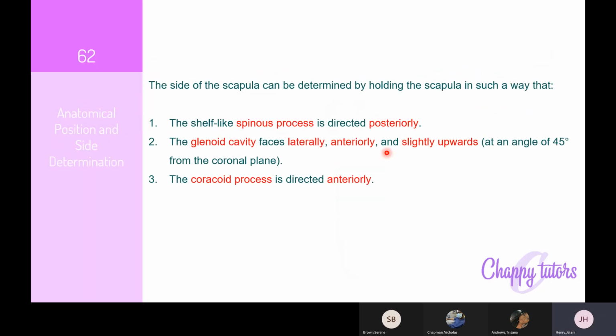Right, so how we would properly position the scapula, how we would orient the scapula, for example, in a spotter exam. You want to make sure that the spinous process is directed posteriorly, right? Then you want to make sure the glenoid cavity faces laterally, anteriorly, and slightly upwards, right? The coracoid process has to be directed anteriorly.